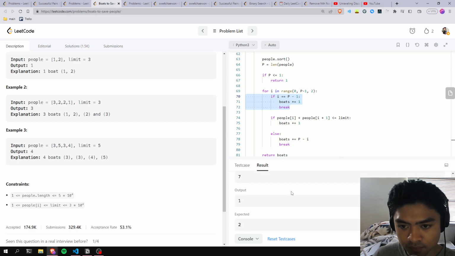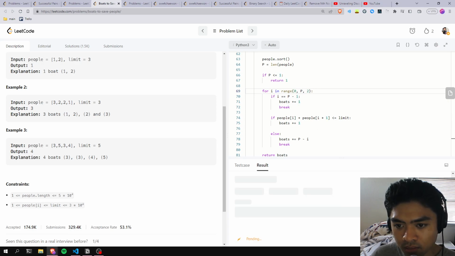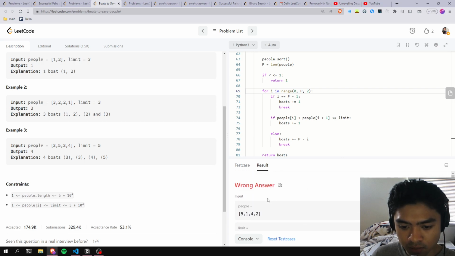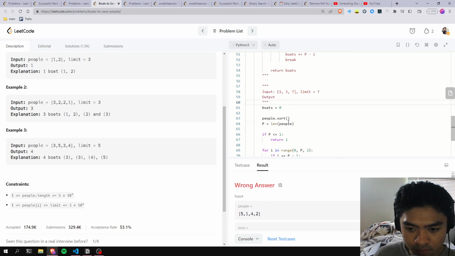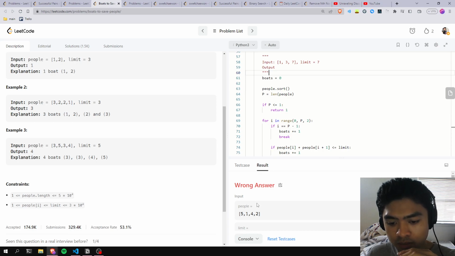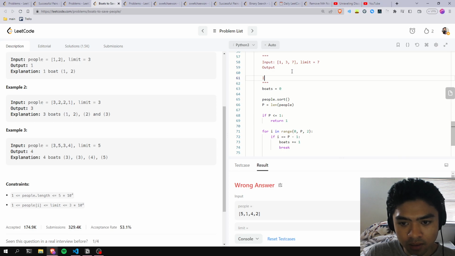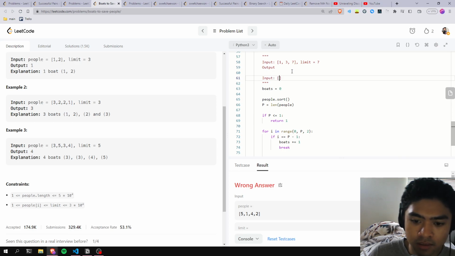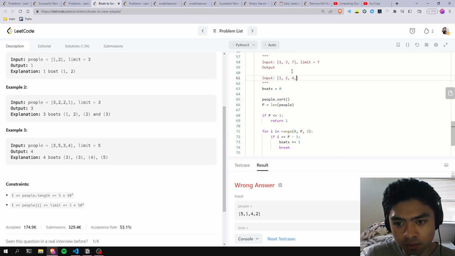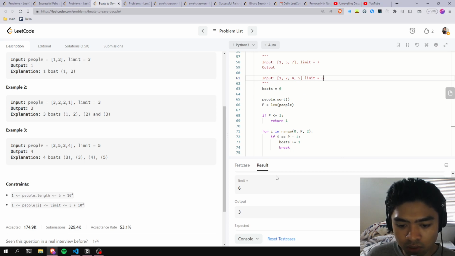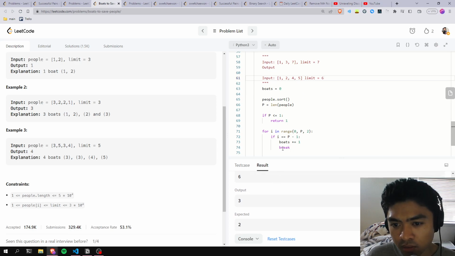Okay. So that's a good case. Then what was the other one? Okay, this one. What's the issue with this one? I'm pretty sure it's because we counted something. That's another issue. Let's just take this one. So in this case, we'd sort it to 1, 2, 4, 5, and limit is equal to 6. Okay, we would need, wait, 2 boats really?